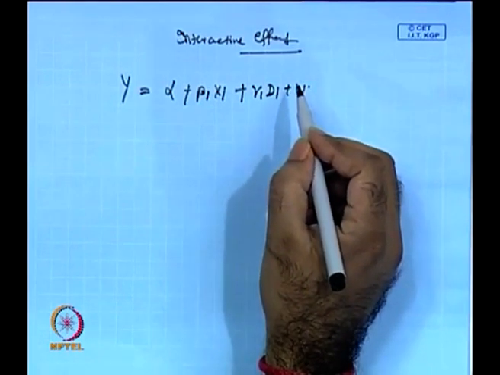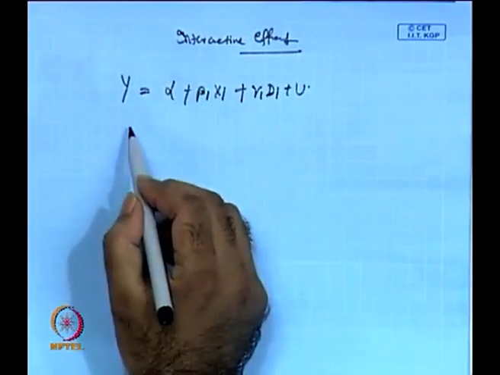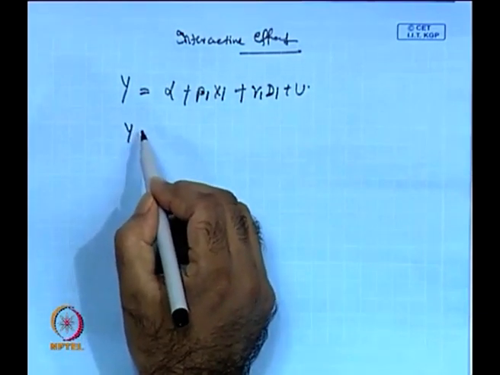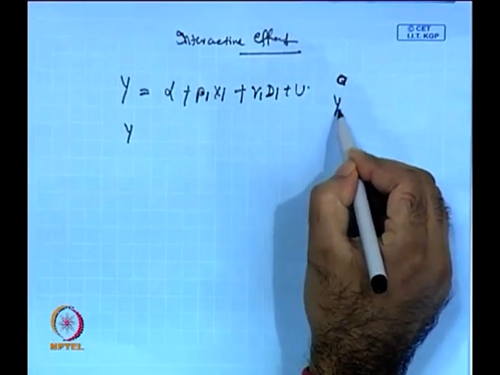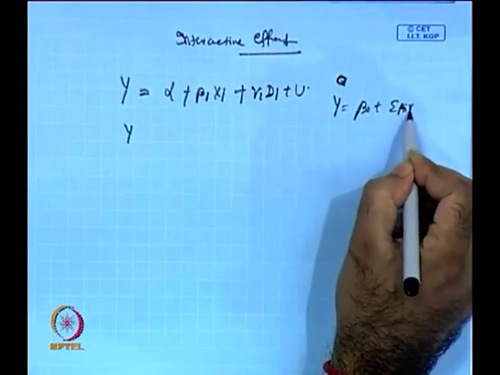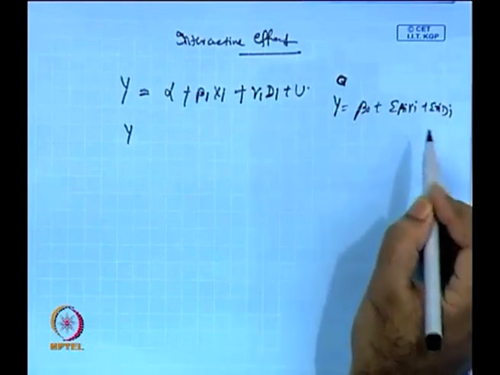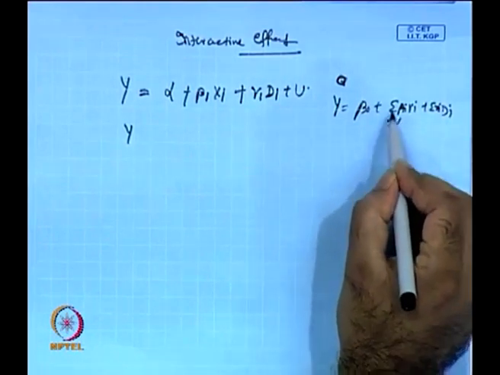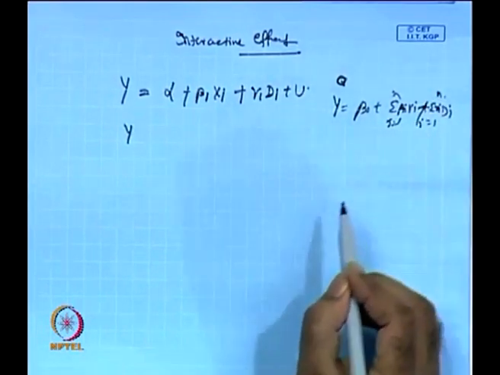So, far as the interactive effect is concerned, we are just stressing the individual impact. Now, what is the generalized structure here? y_i equals beta 0 plus summation beta_i x_i plus summation gamma_i d_i, with i equal to 1 to n. This is how the structure is all about.